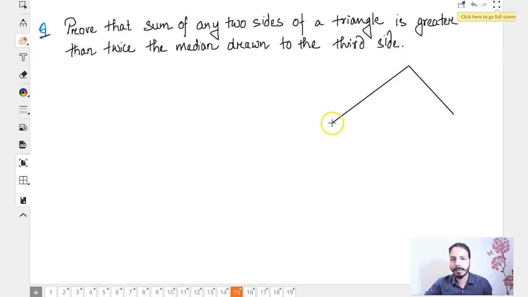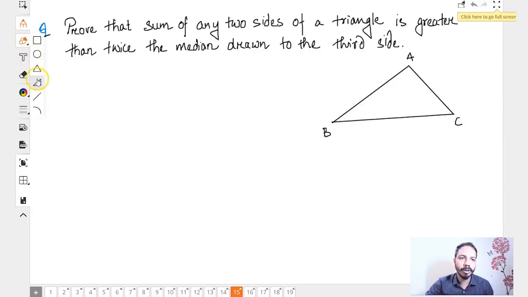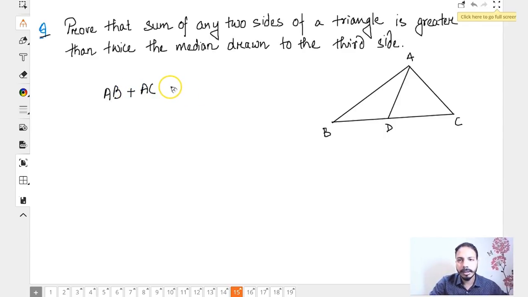So this is a triangle, and this is a scalene triangle. Now it is said that the sum of any two sides, say this is A, this is B, and this is C, is greater than twice the median. So let me draw the median also. Say this is the median, and this is D. So what they are trying to prove is that AB plus AC is greater than twice the median, that is AD.